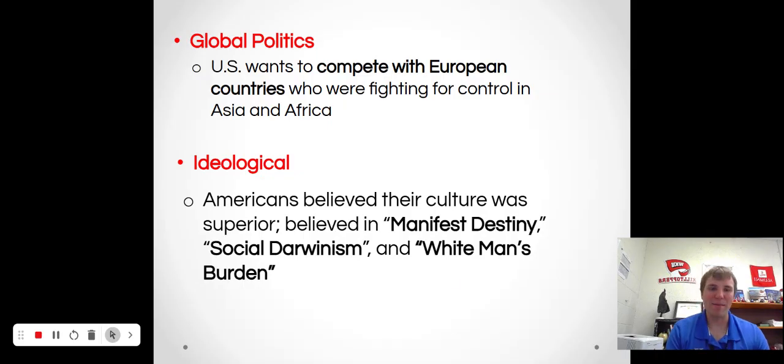And lastly, the white man's burden, which is basically the idea that it was our job, it was our burden. We had a burden, something we had to do. We had to civilize the uncivilized people of the world. So we had the right to intervene in these countries because it was our job to civilize them, to teach them modern ways. We're going to talk about that a lot more over the coming weeks.